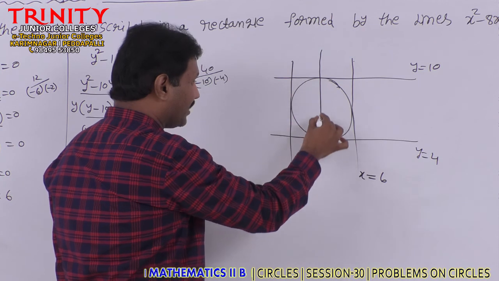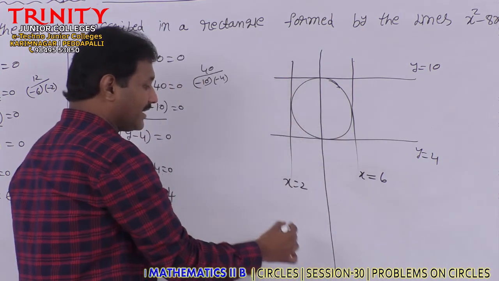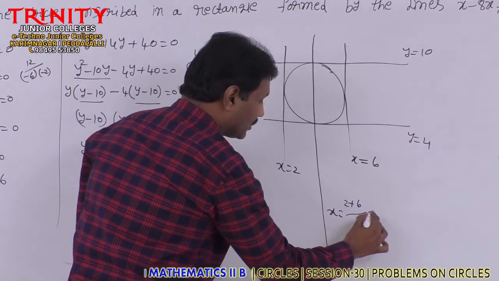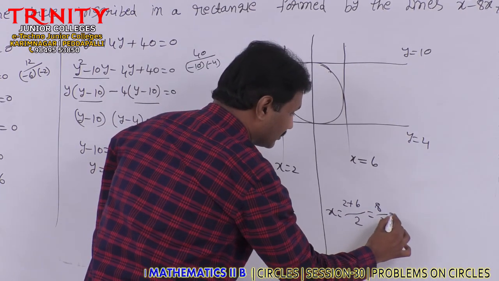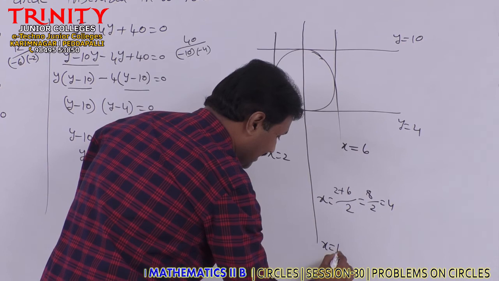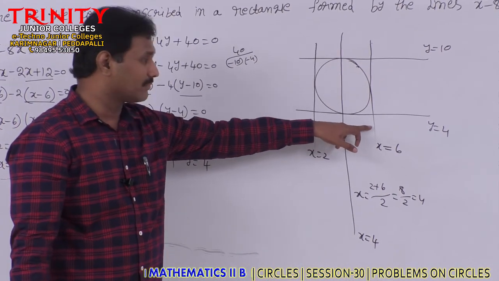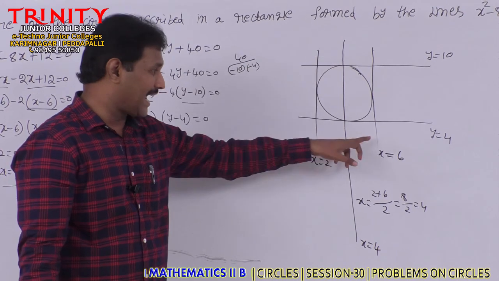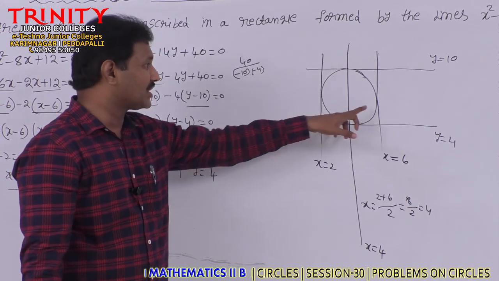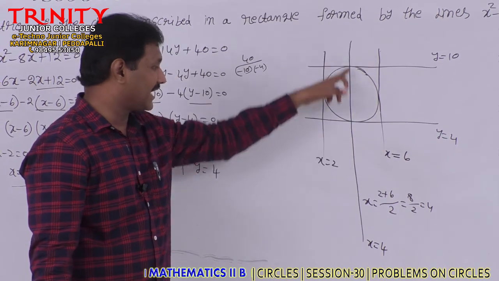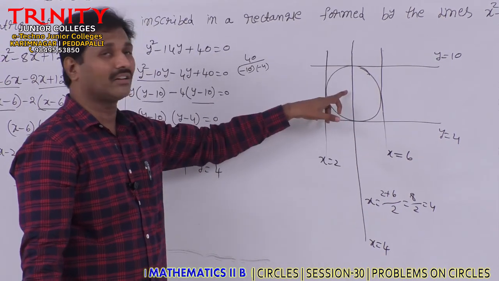Therefore, the midway of the lines is x equal to (2 plus 6) by 2, that equals 8 by 2, that equals 4. This is x equal to 4. These two lines are parallel tangents to the circle. Then the midway of these two lines passes through the center of the circle.